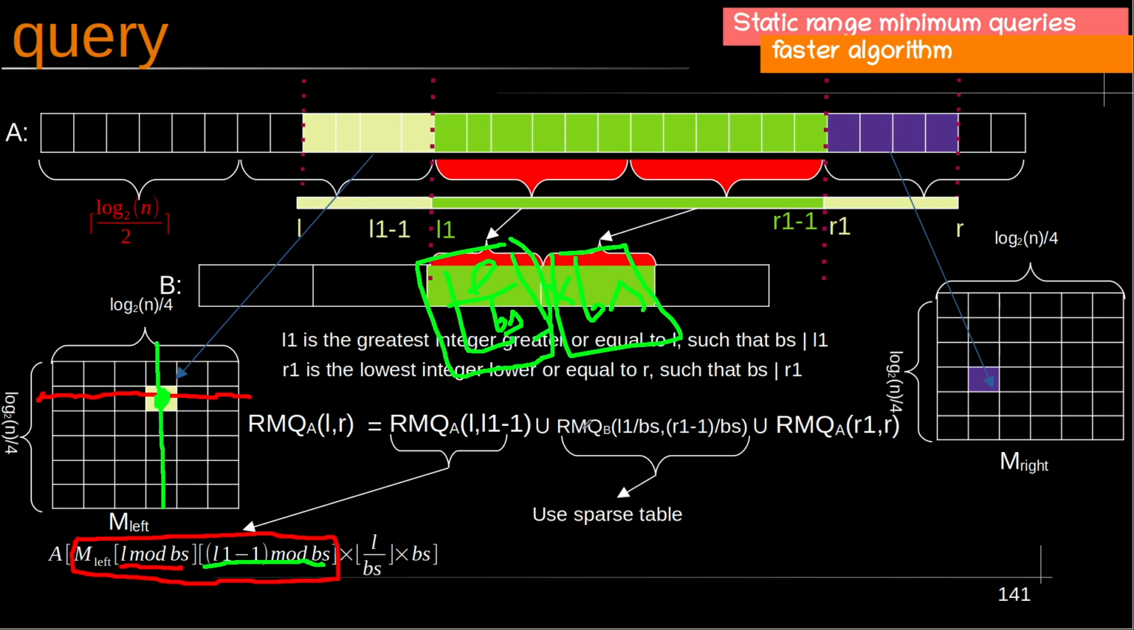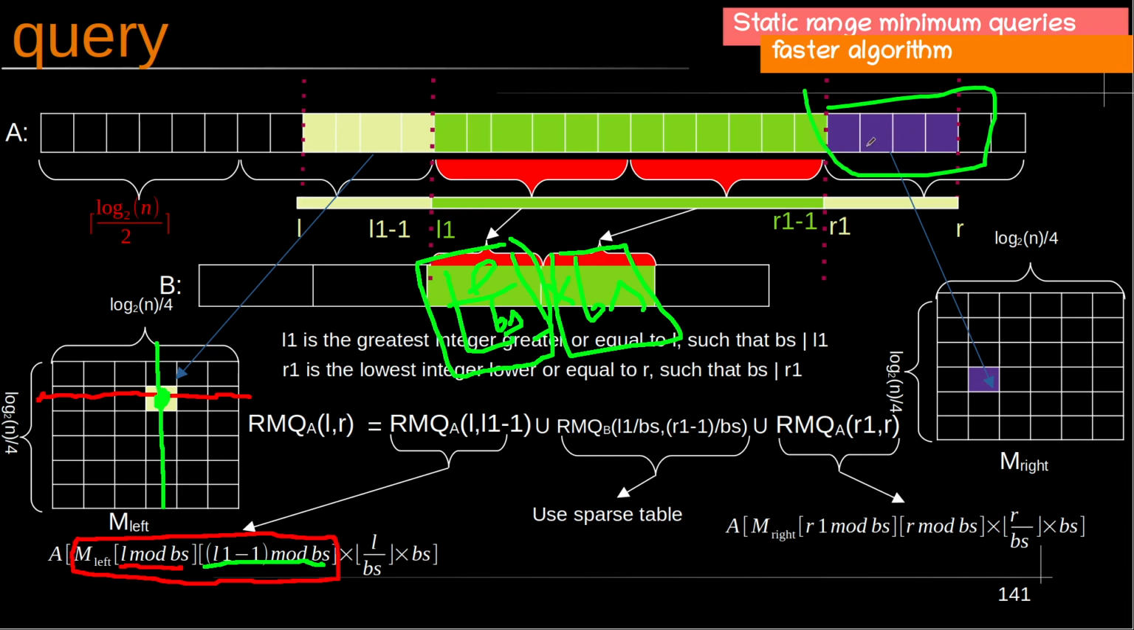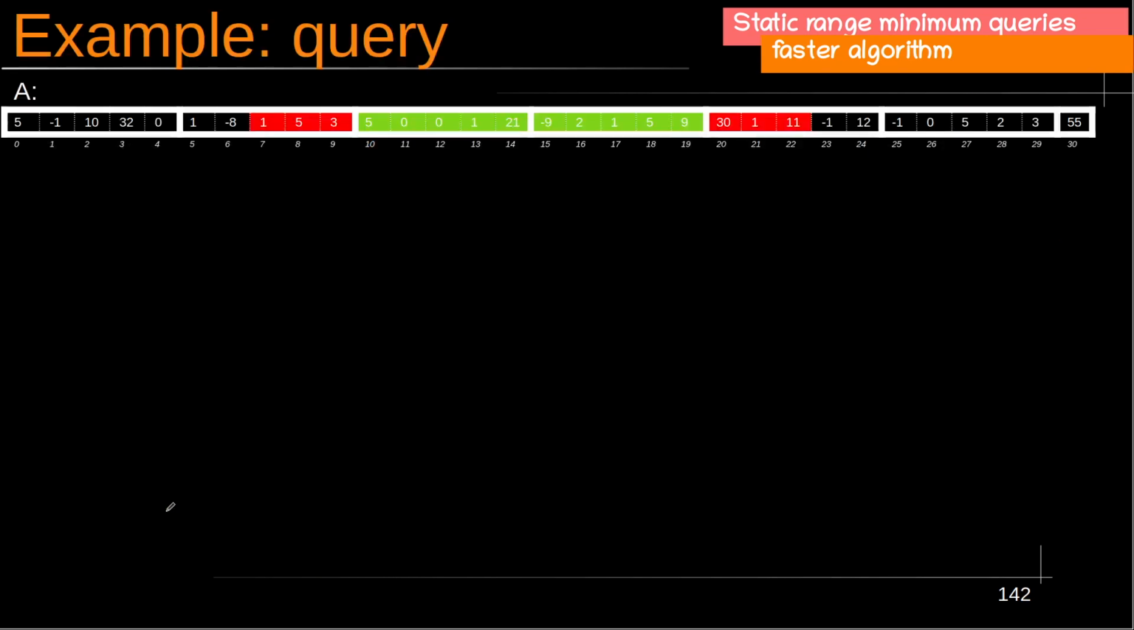We can use the sparse table to compute the SMRQ on B, and the same for the rightmost block on the right; we will use the pre-computed matrix to answer that SMRQ. So all of this can be done in constant time. Let's take an example. For example, if I want to know the SMRQ on the original array from 7 to 22, all this range.